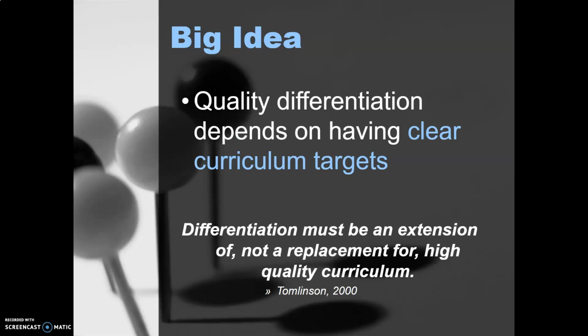So quality differentiation depends on having clear curriculum targets. So I recommend looking at Kathy Tomlinson's book. She says that differentiation must be extension of, not a replacement for, high quality curriculum. So it's important to note that the target stays the same for all students. The process, product, or access to content change depending on the individual student needs.